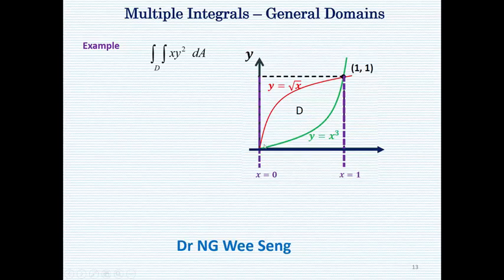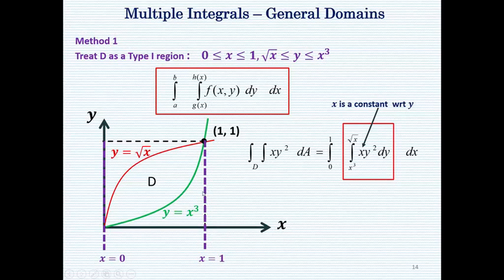So the first step is to draw the region D. And we find the intersection by solving the simultaneous equations. Inspecting the region D, we realize that it is actually a type 1 region. It's a type 1 region because it lies between 2 vertical lines, x equals 0, which is the y-axis, and x equals 1. And between these 2 vertical lines, the region is bounded between 2 curves, one lying entirely above the other, the one in red above the one in green. So it qualifies to be a type 1 region.